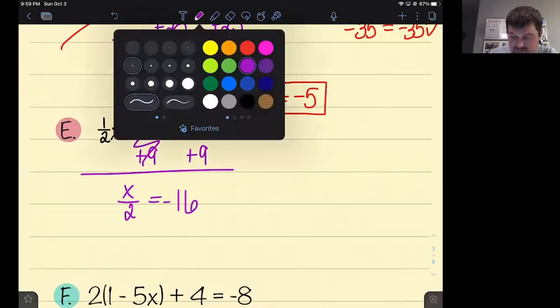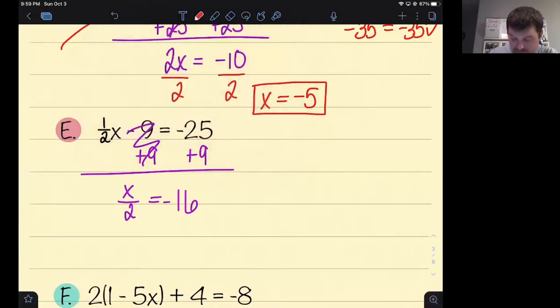And then since I was timesing by half or dividing by 2, however I want to say it, the inverse of that is going to be multiplying by 2, because timesing by half and multiplying by 2 are opposites. They're inverses, they're reciprocals. I know that also dividing by 2 and multiplying by 2 are inverses. So either way, however I write it, that's what I'm going to do. And that's going to give me x equals -32.